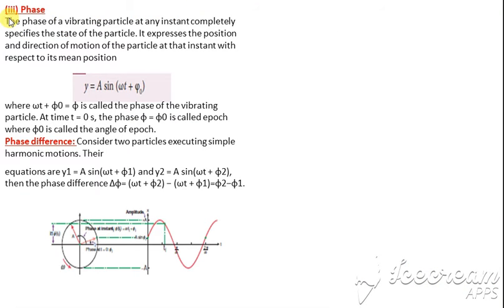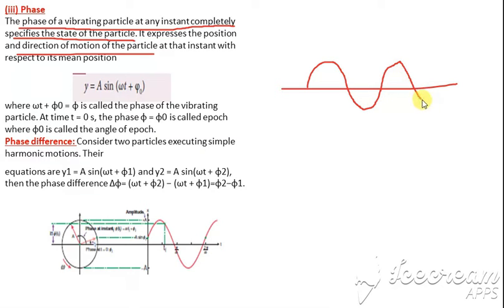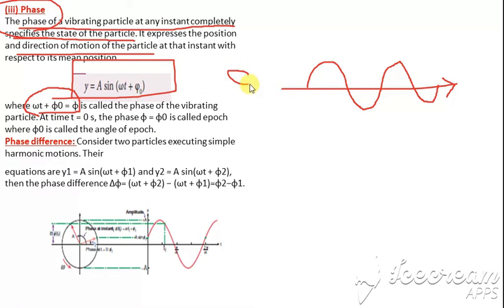Okay, so next we have phase and phase difference. What is meant by phase? The phase of a vibrating particle at any instant completely specifies the state of the particle, that is, at what position it is. It expresses the position and the direction of motion. So in what position it is and in what direction it is moving, that is denoted by the phase, and that is given by y is equal to a sine (omega t plus phi naught). Here omega t plus phi naught is also equal to phi, where phi is called the phase.